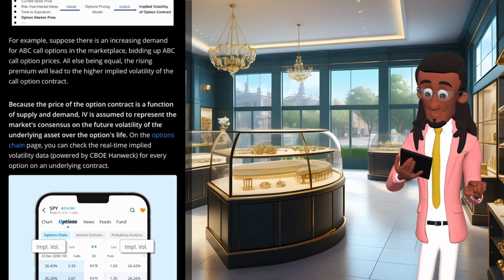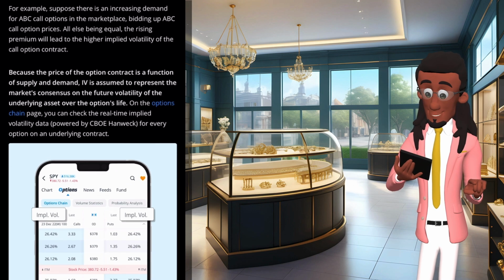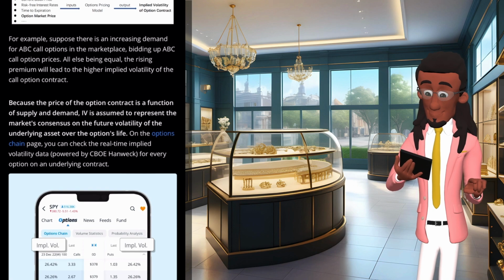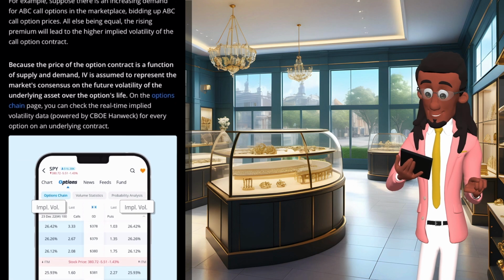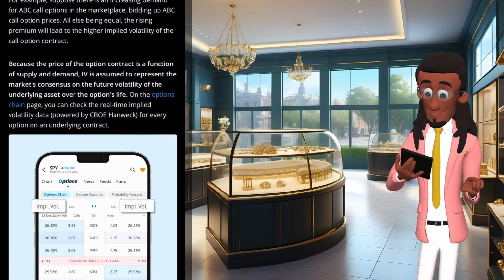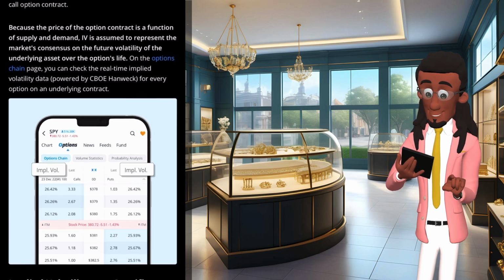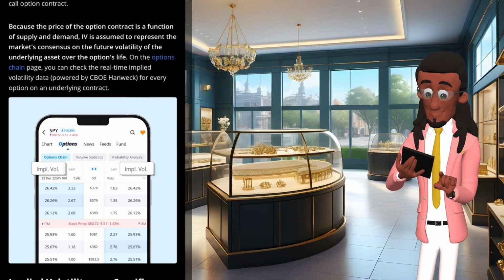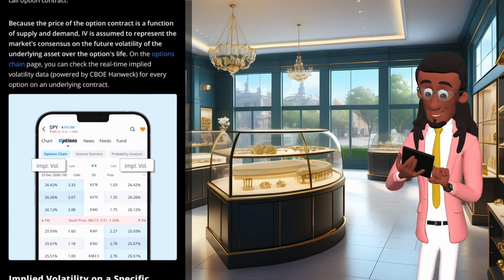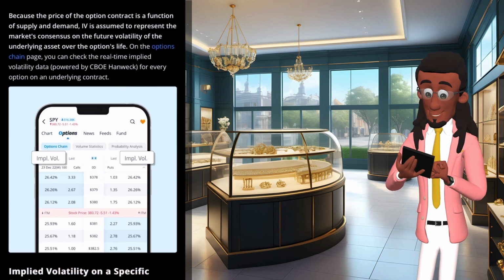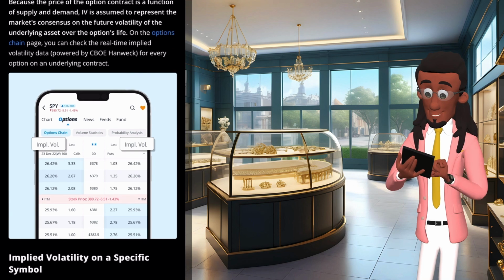Because the price of the option contract is a function of supply and demand, IV is assumed to represent the market's consensus on the future volatility of the underlying asset over the option's life. On the options chain page, you can check the real-time implied volatility data for every option on an underlying contract. You see the picture, and they're giving you an example of that percentage. That 26.42% is the implied volatility.